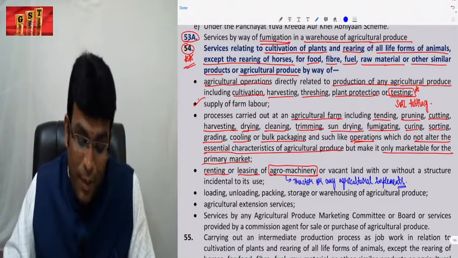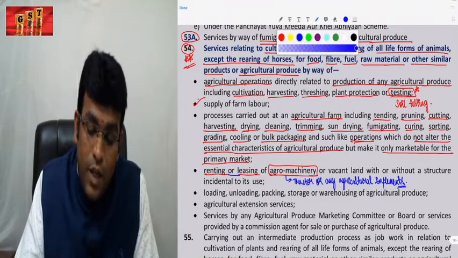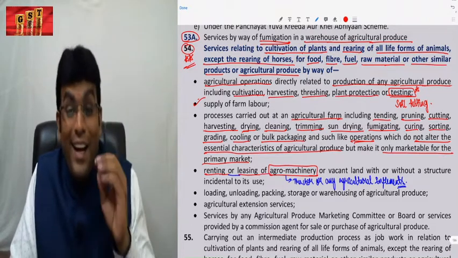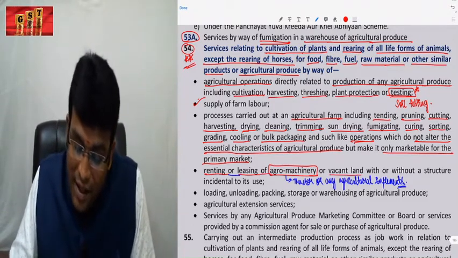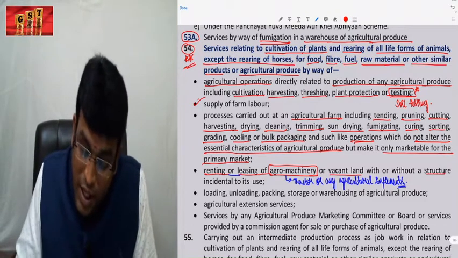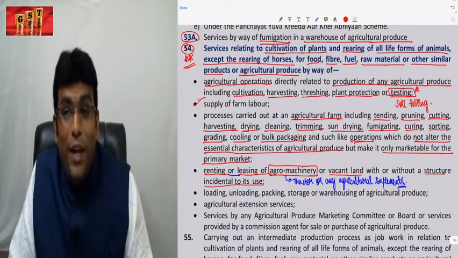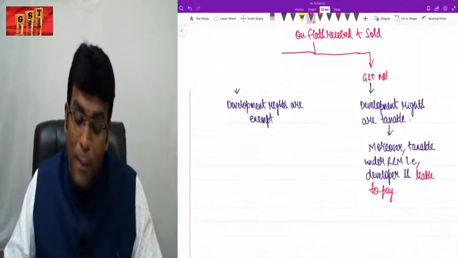Getting clarity, friends? Come on, see that? Renting. Come on, guys, can you please concentrate? Renting or leasing of agro machinery or vacant land with or without a structure incidental to its what, my dear friends? Use.